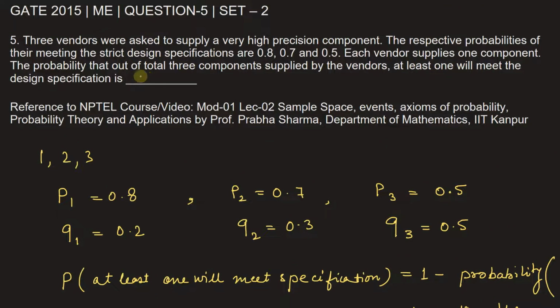Okay, so now let's fill in the blank. So the probability that at least one will meet the design specification will be 0.97.